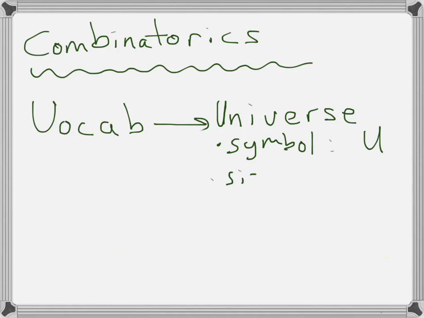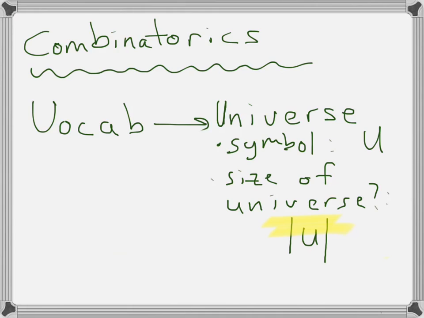So the symbol for the universe is a U, and in this class we're going to use the size of the universe to be looking like this, which looks like the absolute value of U. What that means is, for example, if we have a class size of 20 people, that means the size of the universe is 20. Pretty straightforward.